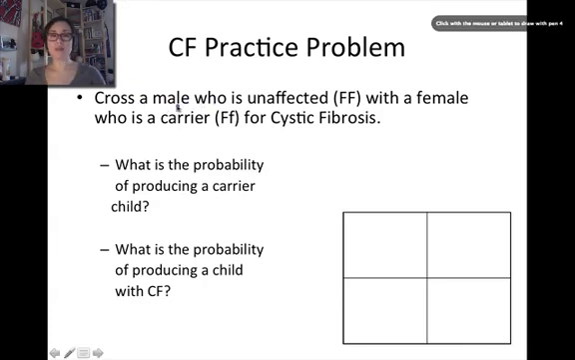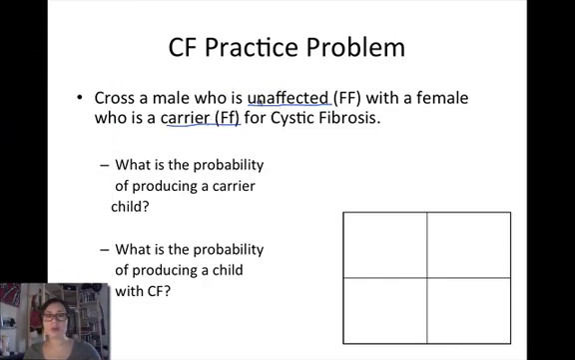We want you to cross a male who is unaffected, so they do not have the disorder, with a female who is a carrier for cystic fibrosis. So I'm hammering out the problem right now, trying to figure out what all the key information is. If I know that this person is unaffected, it means that they do not have CF, right? But then we also have a carrier, and what we know about a carrier is that they can pass it to their offspring. So let's go ahead and write that just to keep that fresh in our minds.